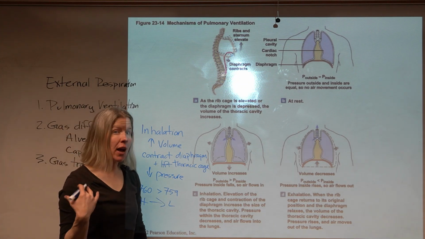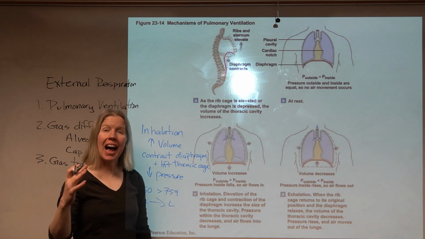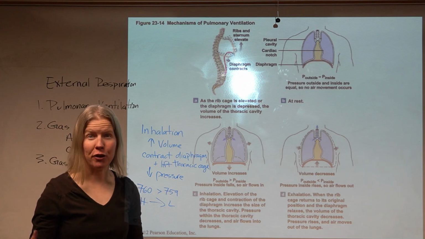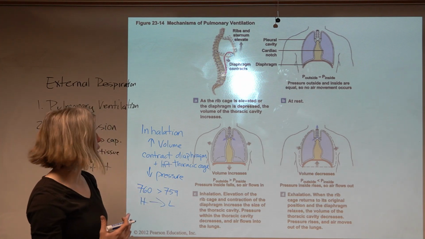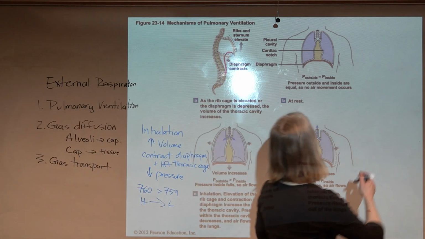High pressure to lower pressure, we get airflow. Now, at rest, it really can be this small of a change in pressures. Athletes are able to create changes that are more like 30 millimeters of mercury difference to really get air flowing into the lungs. Now, on this side, they're showing exhalation.